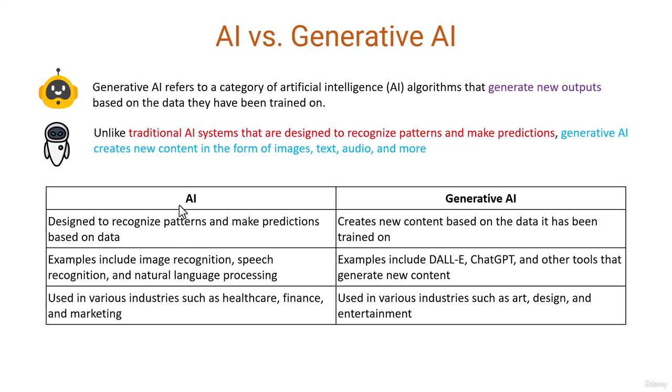In tabular format, if you want to differentiate between these two, AI is designed to recognize patterns and make predictions based on data, whereas generative AI creates new content based on the data it has been trained on. AI examples include image recognition, speech recognition, natural language processing, etc. Whereas generative AI examples include DALL-E, which is popular for text-to-image creation, then ChatGPT and other tools that generate new content.